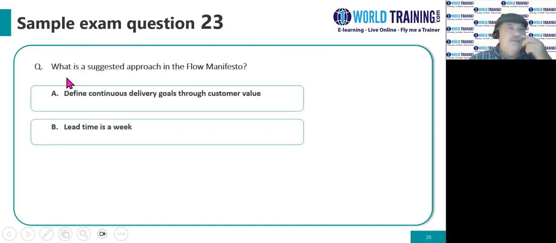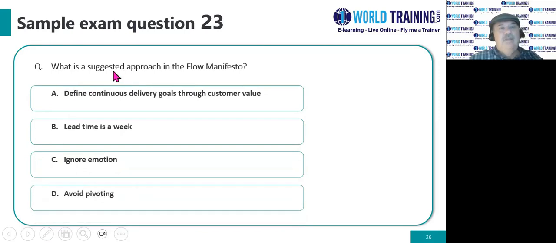Okay. What is the suggested approach in the flow manifesto? Define continuous delivery goals through customer value. Okay, lead time is a week. No, it's not that specific. Ignore emotions. No. Avoid pivoting. It's all about value. I think A is the best answer.